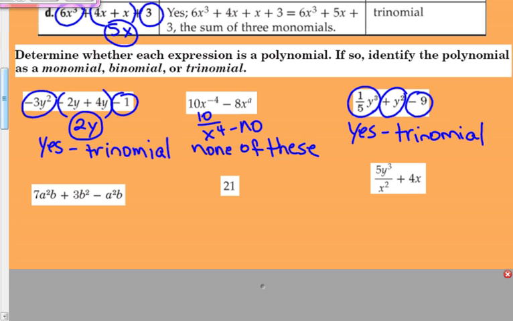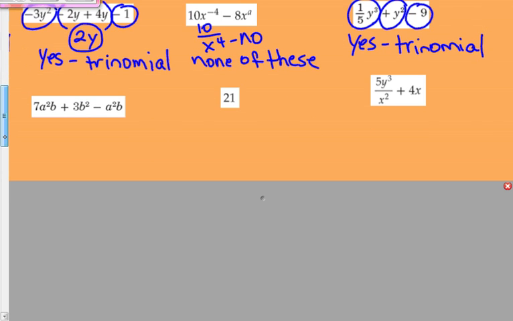Look at a couple more, or three more. Give you a look at all different types of examples. All right, in this one we see 7a squared b, 3b squared. These two are totally different because one has an a, one doesn't. So those are not like terms. And then a negative a squared b.